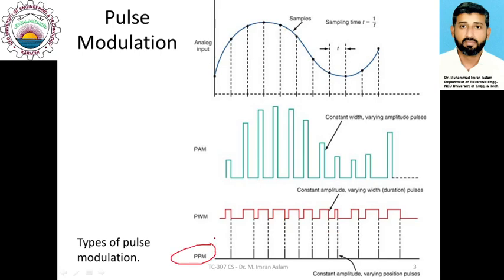Similarly, for pulse position modulation, we use different positions to represent the signals. For higher amplitudes, the pulses are displaced towards the right, whereas for low amplitudes, the pulses are displaced towards the left. So the position of the pulse is set according to the amplitude of the analog signal. By comparing the positions of the pulses, we can extract the information which is contained in the message signal.